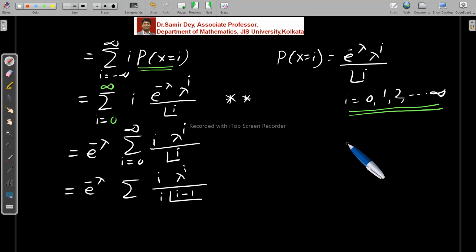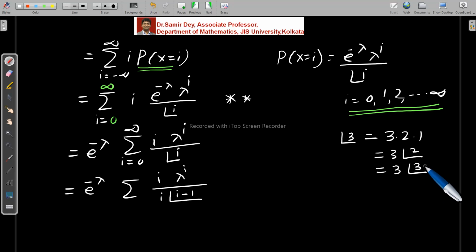So already you know from your earlier class, suppose I have factorial 3. What is factorial 3? It is nothing but 3 times 2 times 1. So you may write 3 factorial as 3 times factorial 2. This can be written as 3 times factorial of 3 minus 1. I think it is clear. Same way, here you have factorial i. So you may extract i and factorial i minus 1. So this i and this i are cancelled.